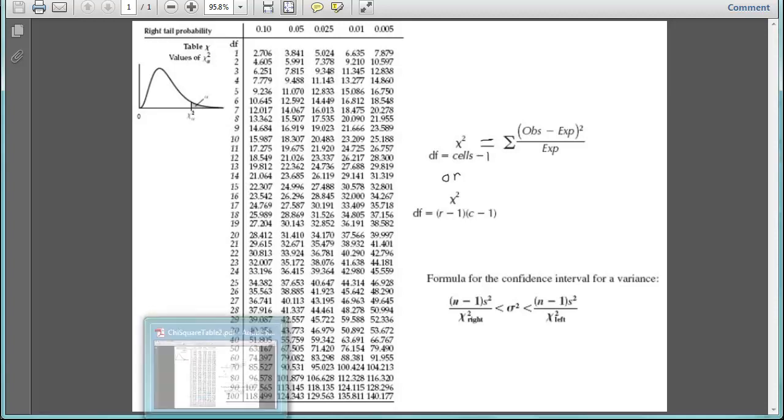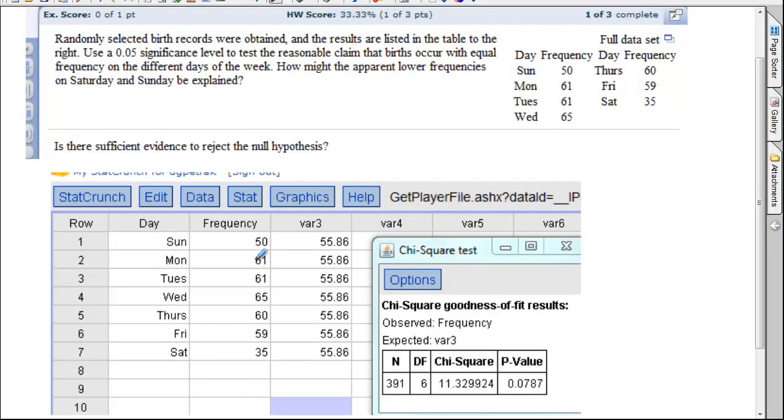So I'm going to go back here to the notes. If I was going to show this by hand, I just found the average for the group because they should all be the same. I loaded this in StatCrunch and found the average, and it was 55.86. So we would expect 55.86 births per cell. That's the average if it was uniform, or the same. So what we're going to do is take 50 minus 55.86, find that difference, square it, and divide it by what we expected, which is 55.86. And that's going to be our first part of the chi-squared statistic.